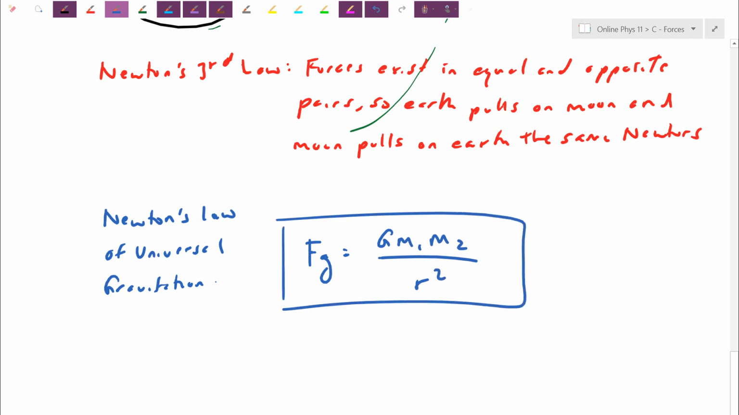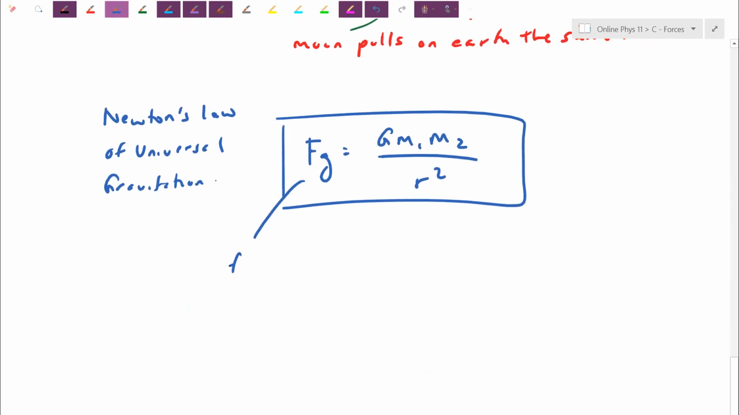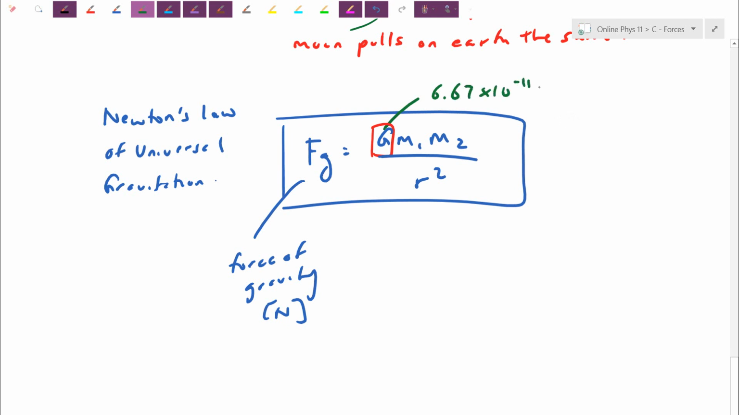Let me just qualify these terms. Fg is still force of gravity, like it has been for the longest time, measured in newtons. This G here is a proportionality constant. It's a constant in our universe: 6.67 times 10 to the negative 11. It has a really funny set of units: newtons meters squared per kilogram squared. It dimensionally needs to get rid of all the units for the other ones, because the m's here are the individual masses.